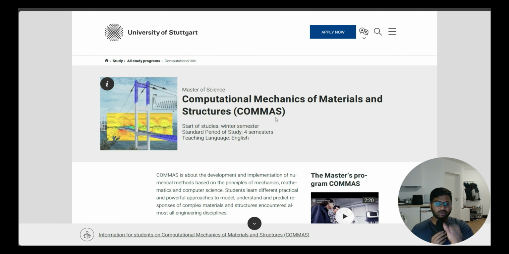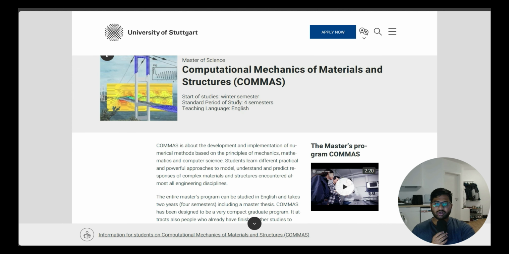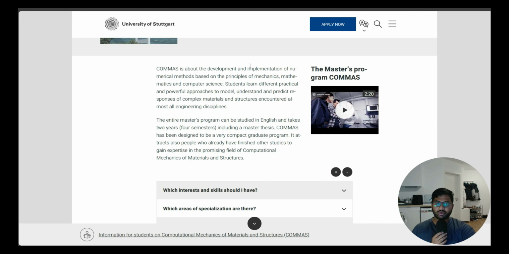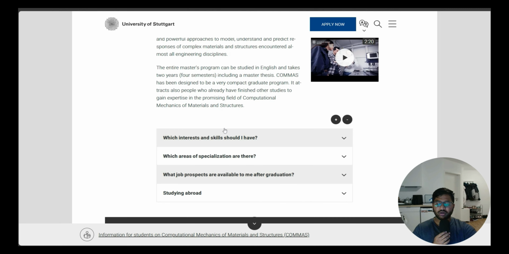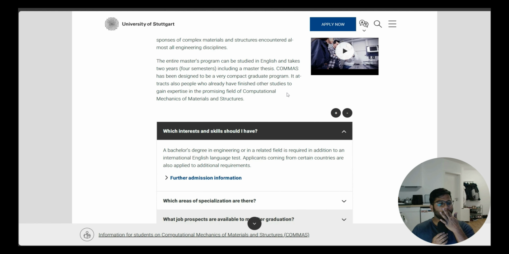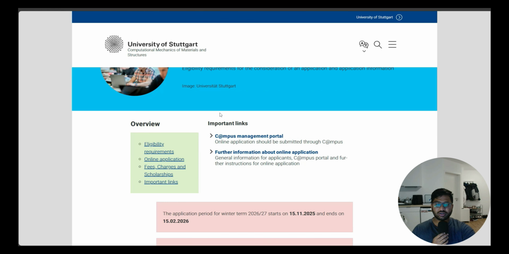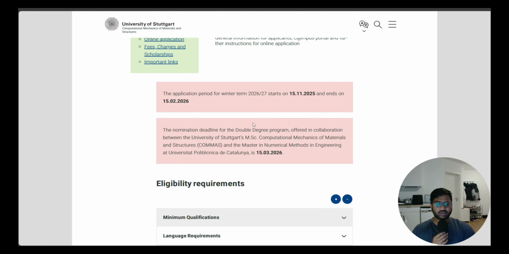So this is the course, or this is the requirement analysis that we did. Start of studies is winter semester only, and period of study is 4 semesters, teaching language English. And COMMAS is about the development and implementation of numerical methods based on principles of mechanics, mathematics and computer science. Students usually learn different practical and powerful approaches to model and understand the responses from complex materials and structures encountered in almost all engineering disciplines. But what are the interests and skills I need to have in order to apply for this particular course, and what is the admission information? This is the same as what we did in the DAR, but we just have to check whether the information in the DAR is correct or not.